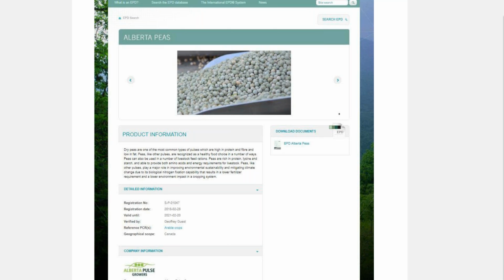So this is what the Alberta Environmental Product Declaration looks like. Basically, it's on the website envirodec.com. You can search for Alberta peas and it'll pop up. And it sits there, and you can download the entire PDF. And this is the image that was chosen to be put there, and you can see some of the information there as well.